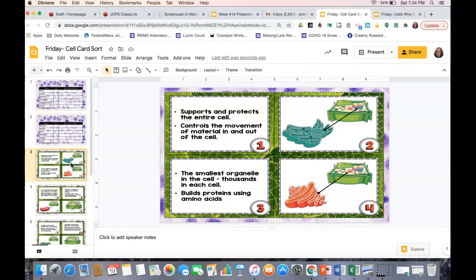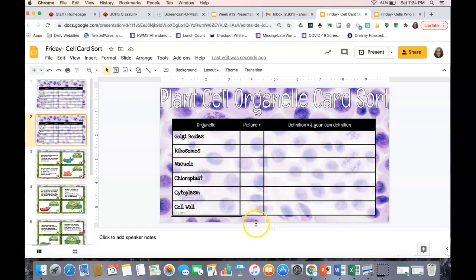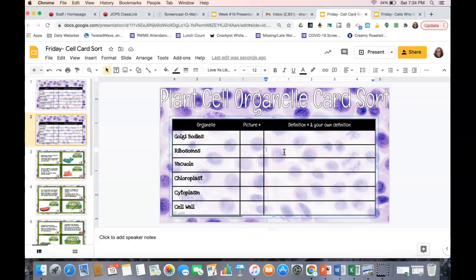It's the smallest organelle in the cell. There are thousands in each cell, and they are known to build proteins using amino acids. So these are our factories that make proteins, and that's going to be a ribosome. So card number 3 is the definition of a ribosome. So we're going to put number 3 and then shorten it in our own words. We're going to say factories that produce protein. Easy enough.